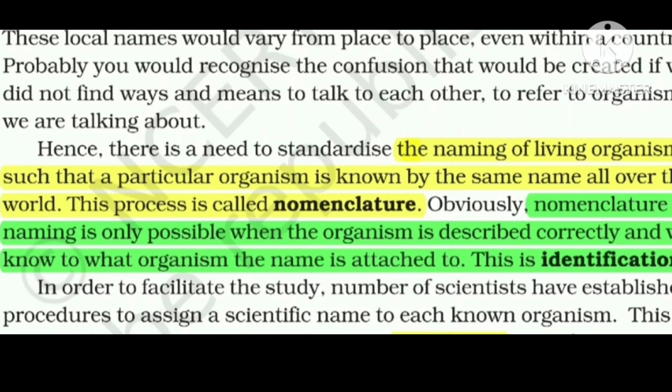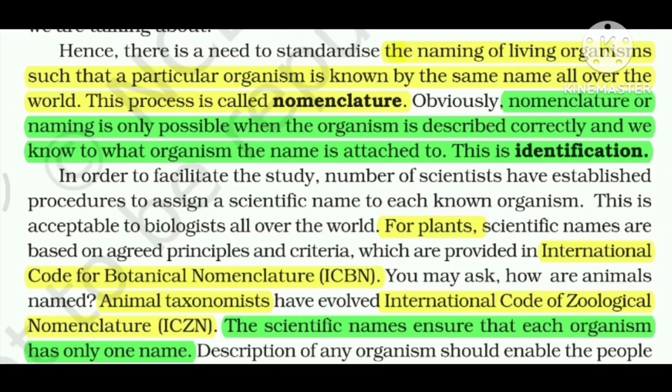First we have to describe them correctly and give a particular name by which they can be recognized all over the world. Here is the organization which is working for the plants, that is ICBN, and another one is ICZN, which is working for the animals. This question is frequently asked, the full form of ICBN and ICZN.